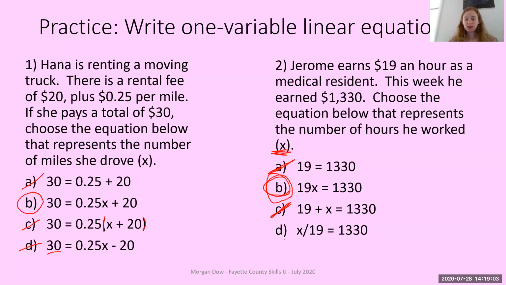All right, and then choice D is saying take the number of hours that he worked, divide it by $19 an hour, and that's going to give you his total earnings. Now, this is kind of the same issue from choice D in the last example.